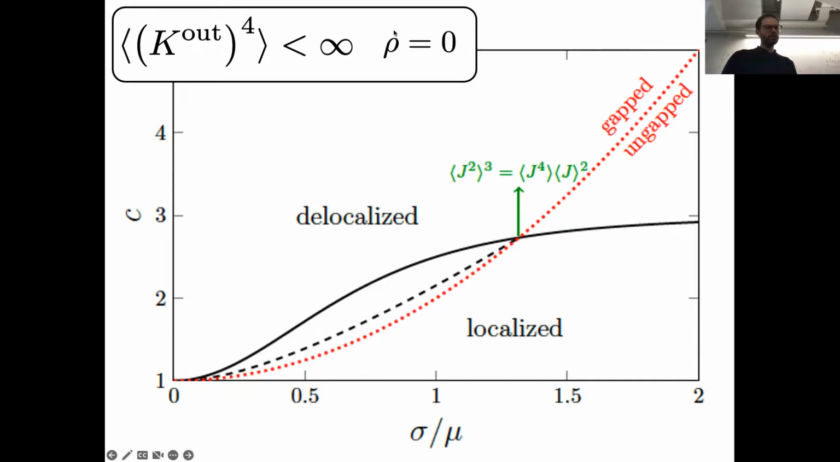So we've done this for rho 0, so there are no correlations between in and out degrees. And we also need that the 4th moment of the out degree is finite. If this one diverges, then we as well have a localization. So we look here where the 4th moment is finite, so we don't look at localization due to degree fluctuations.